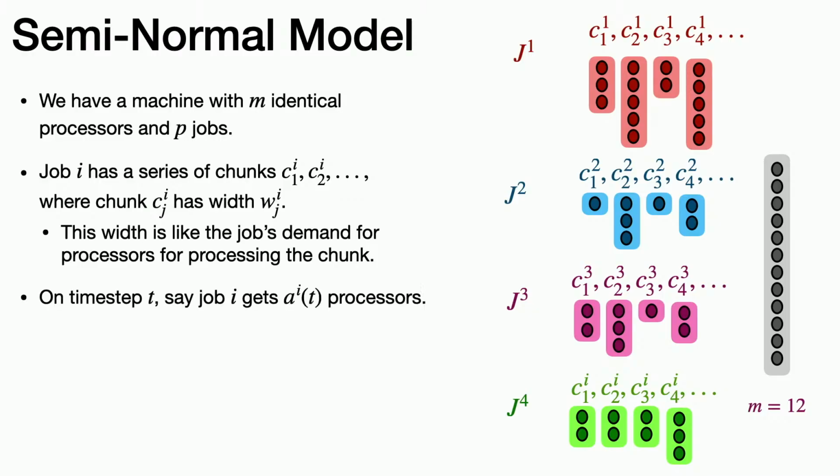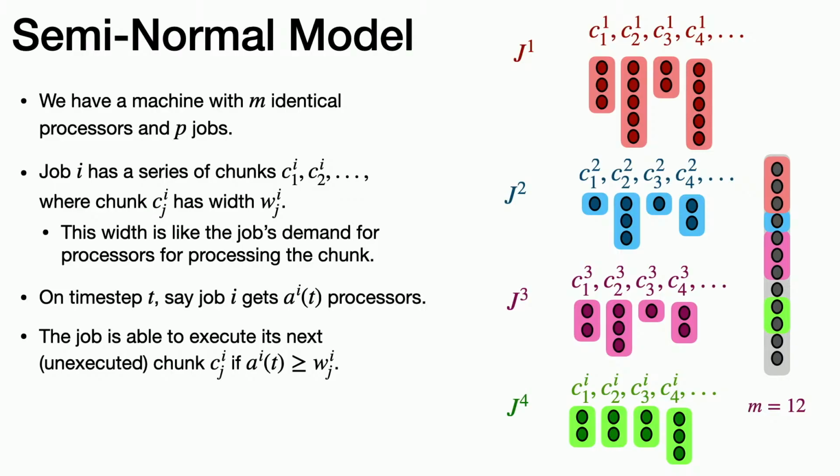And on time step T, some scheduler just decides how many processors each job gets. However it does it, I don't know. Somehow it decides the job's allocation. So job 1 got 3 processors, job 2 got 1, job 3 also got 3, job 4 got 2. Somehow this was decided, okay? And a job is able to execute its chunk if the number of processors it had was at least the size of the chunk. So in this case, all the jobs are able to make progress on their chunks because they had a sufficient number of processors, okay?